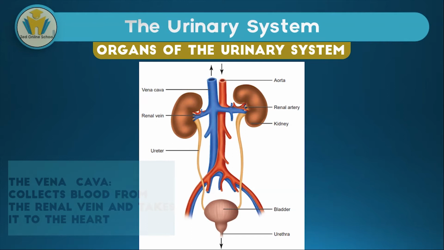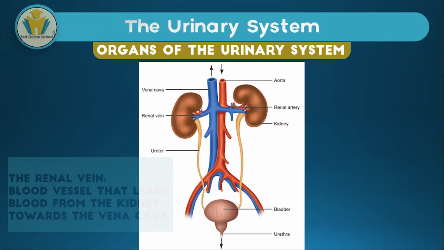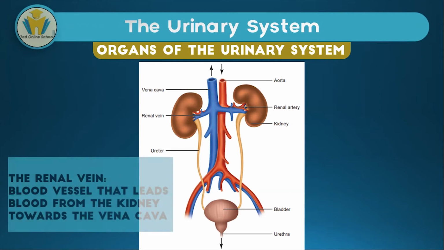The vena cava is a part in the urinary system which is a blood vessel. It takes blood towards the heart. The renal vein is another blood vessel in the urinary system. It's very essential as it gets that blood that has been used in the kidneys and takes it towards the vena cava for it to be taken towards the heart.